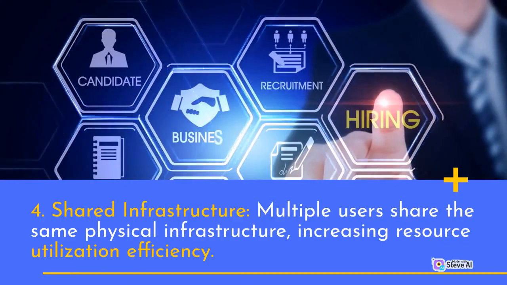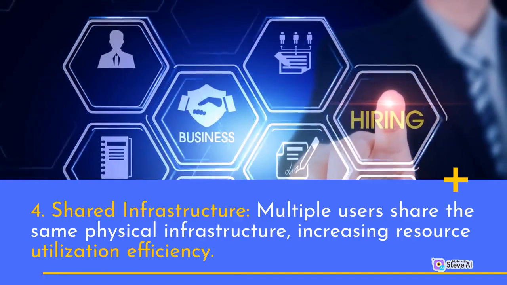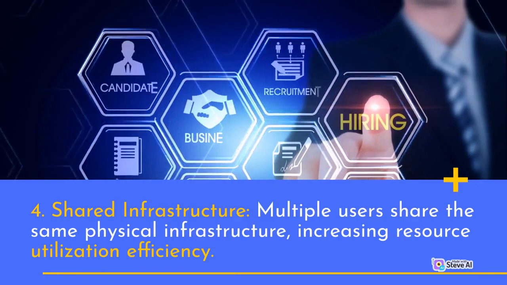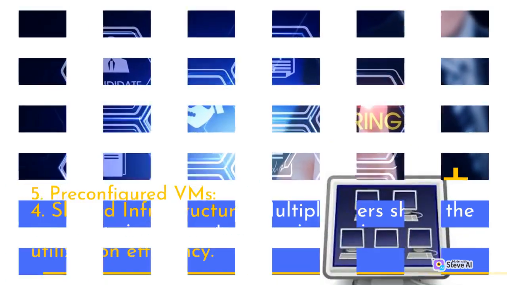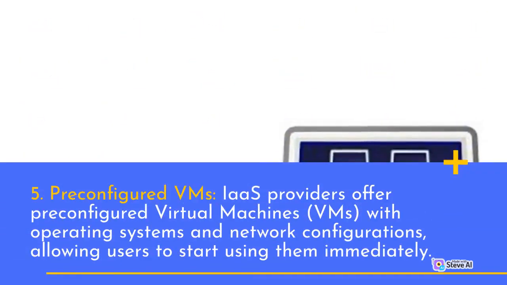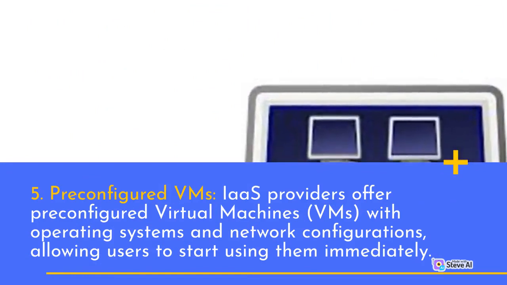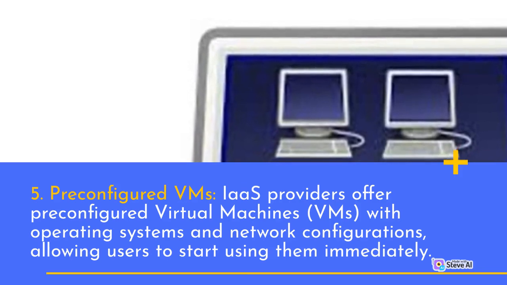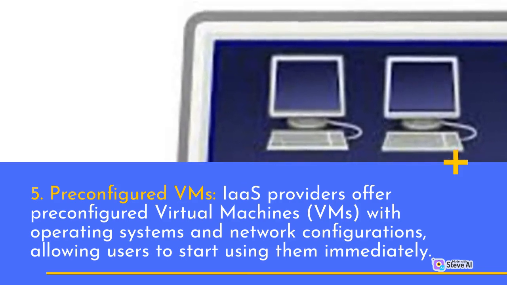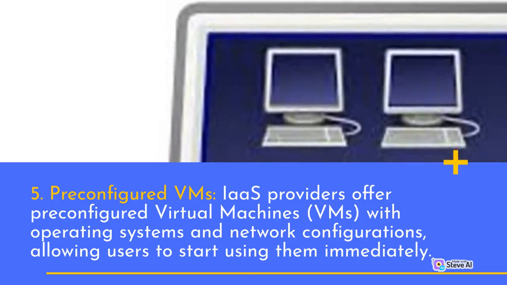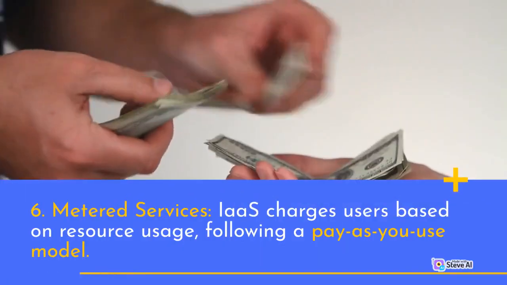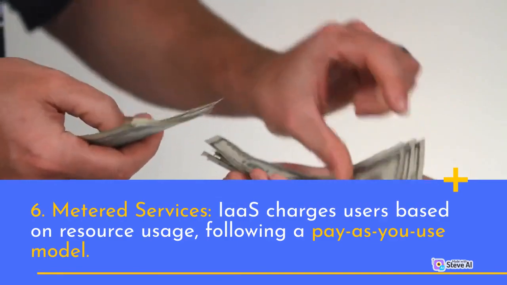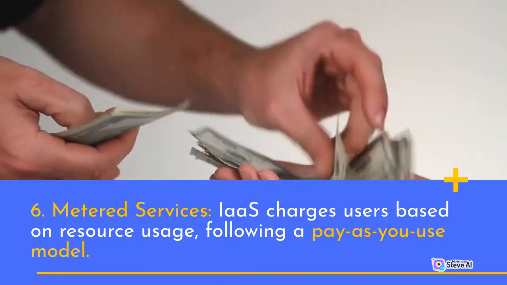4. Shared infrastructure. Multiple users share the same physical infrastructure, increasing resource utilization efficiency. 5. Pre-configured VMs. IaaS providers offer pre-configured virtual machines, VMs, with operating systems and network configurations, allowing users to start using them immediately. 6. Metered services. IaaS charges users based on resource usage, following a pay-as-you-use model.